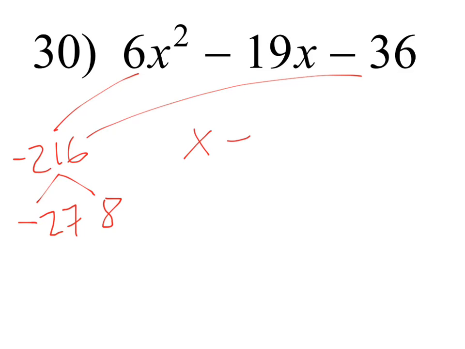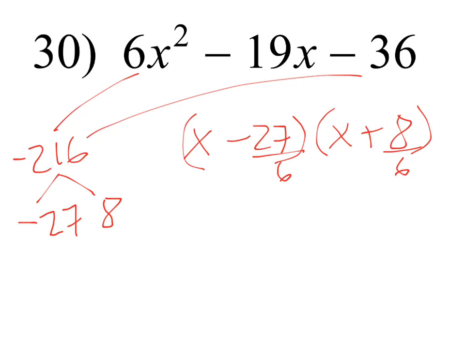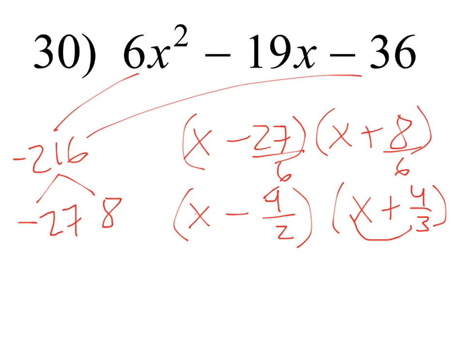So we'll have x minus 27 here, and then we'll have x plus 8 on the end. And then when you address the 6 issue, so attempt to divide them both by 6, the first one reduces a little bit. When you divide them both by 3, you'll get 9 over 2. And then on this one, you'll get 4 over 3.